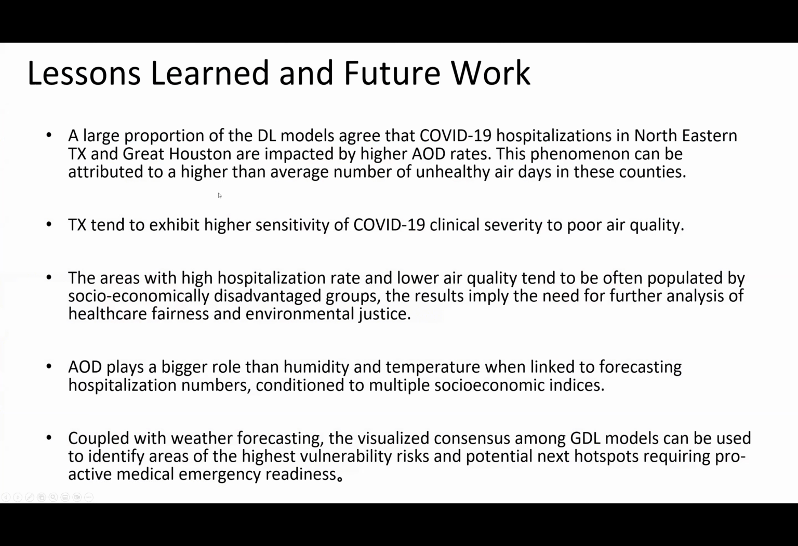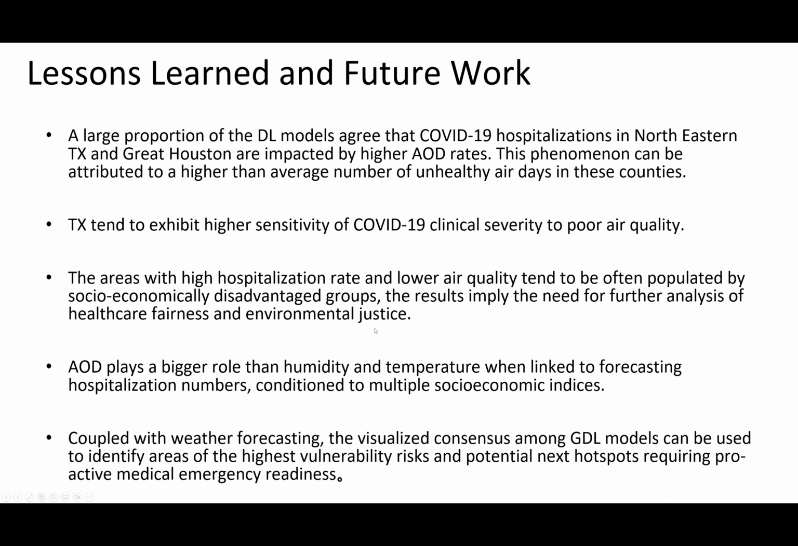So in general, we conclude that a larger proportion of the deep learning models agree that the COVID-19 hospitalizations in northeastern Texas and Greater Houston are impacted by the high AOD rates. This phenomenon may be attributed to the higher than average number of unhealthy air days in these counties. And Texas tends to exhibit higher sensitivities of COVID-19 clinical severities to poor air quality. And the areas with high hospitalization rate and low air quality tend to be populated by socio-economically disadvantaged groups.